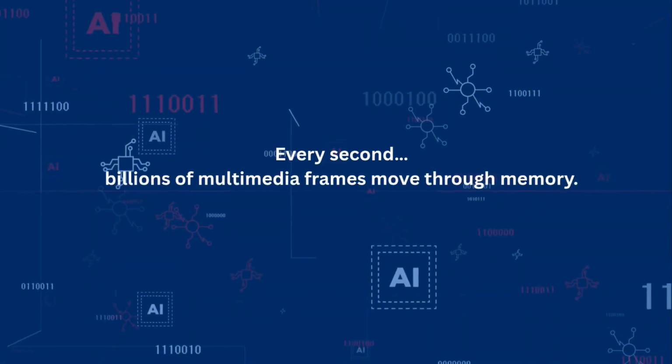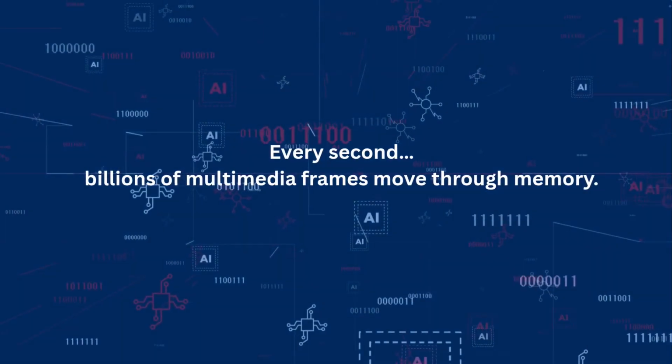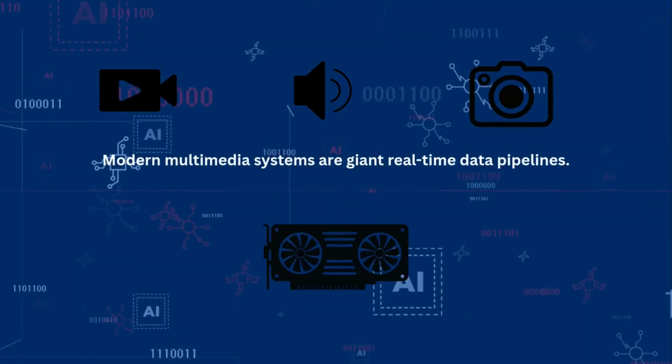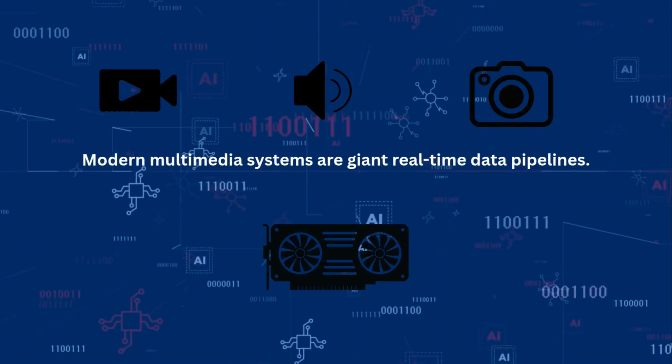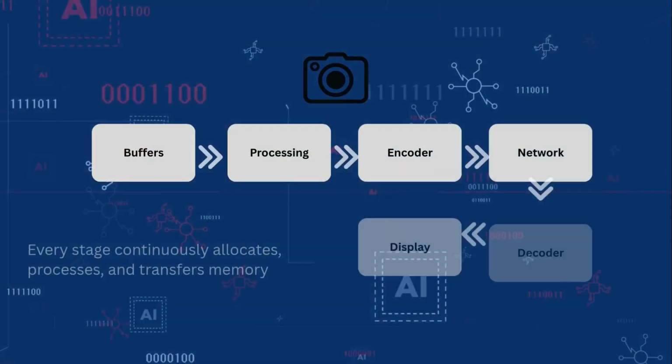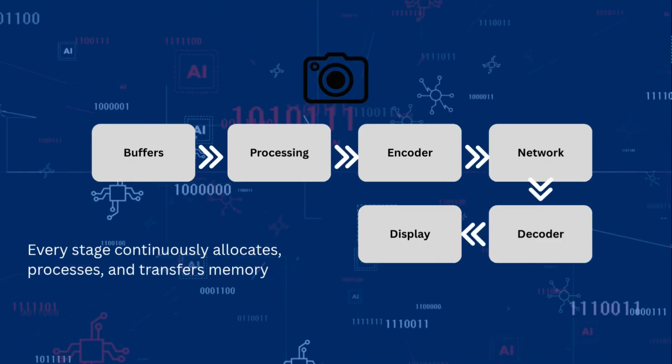Every second, billions of multimedia frames move through memory. Modern multimedia systems are basically giant real-time data pipelines. Frames are continuously captured, buffered, encoded, decoded, streamed, and displayed. Bad memory management breaks real-time systems. And if memory handling becomes inefficient, the entire pipeline suffers.